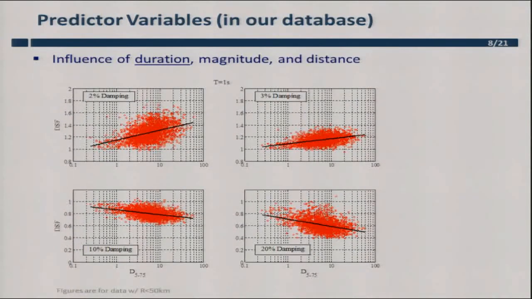As I mentioned before, duration is a very important parameter influencing DSF. And here you see an example of the data for DSF plotted versus the duration of motion at 1 second period. I'm showing you 4 sample damping ratios, 2% and 3% representative of damping ratios less than 5% on the top, and 10% and 20% on the bottom. The patterns are opposite as we wanted them to be, and it's very pronounced, especially as you deviate from 5% damping ratio. So you see more pattern at 2% and 20% in this particular figure.